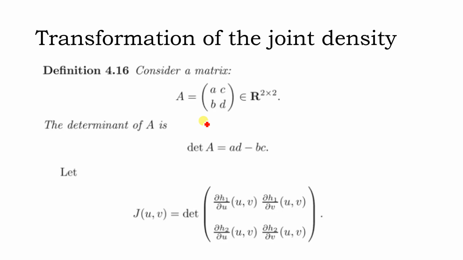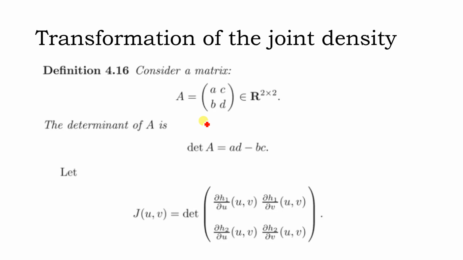So let the Jacobian of u, v be equal to the determinant of the matrix with the partial differentiation of h sub 1 over the partial differentiation of u, then the partial differentiation of h sub 1 over the partial differentiation of v, and then the partial differentiation of h sub 2 over the partial differentiation of u, and the partial differentiation of h sub 2 over the partial differentiation of v.